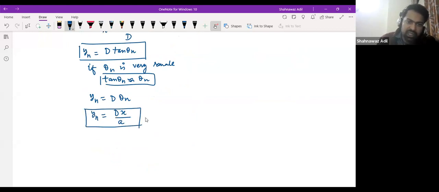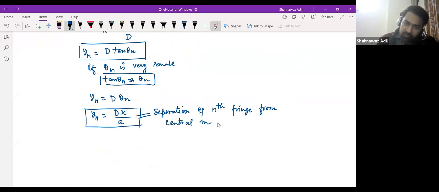So for small angle, this is your separation of nth fringe from central maximum, right? So this is all about diffraction.